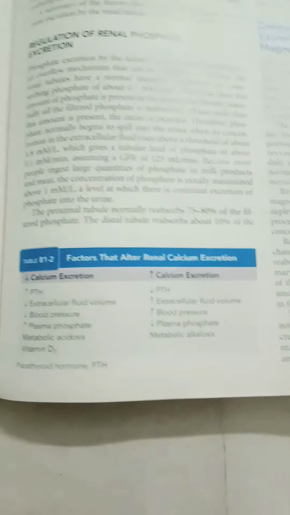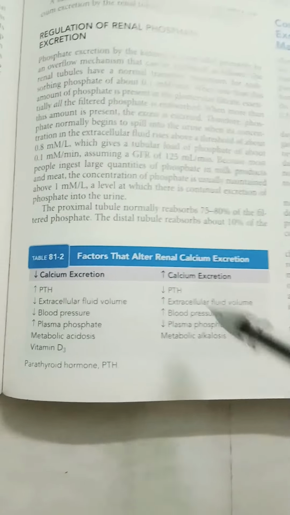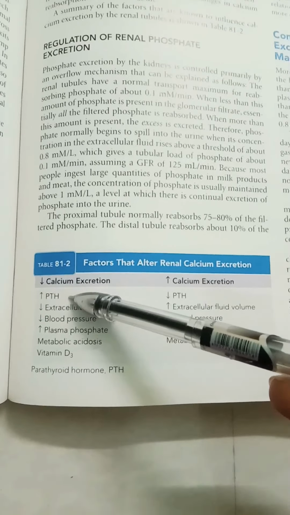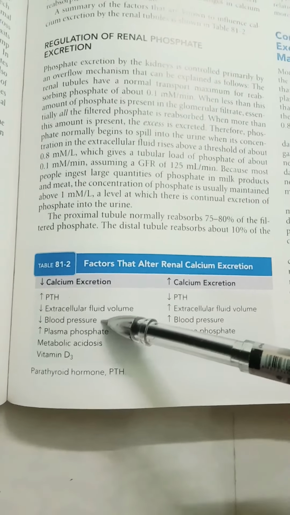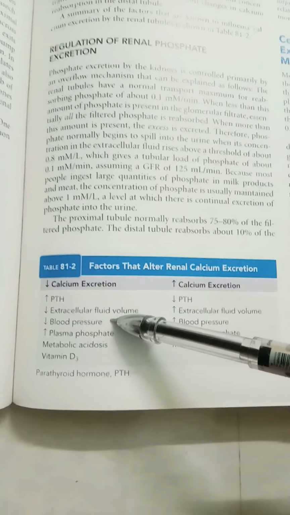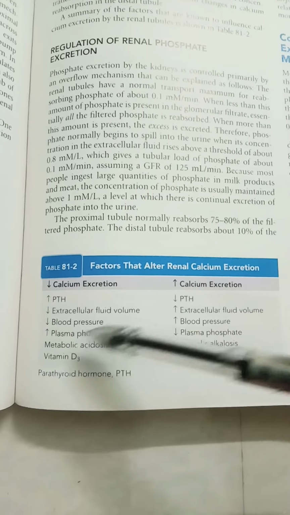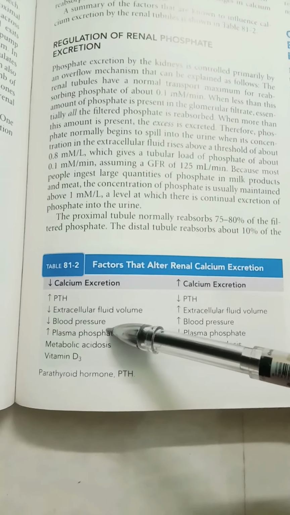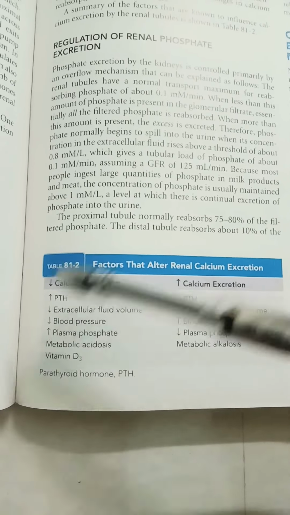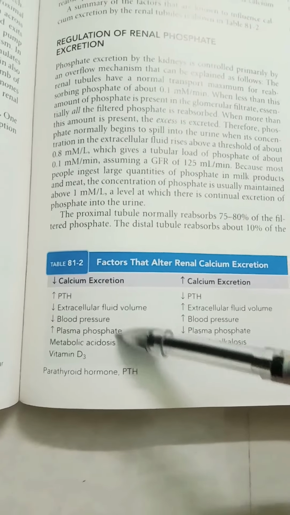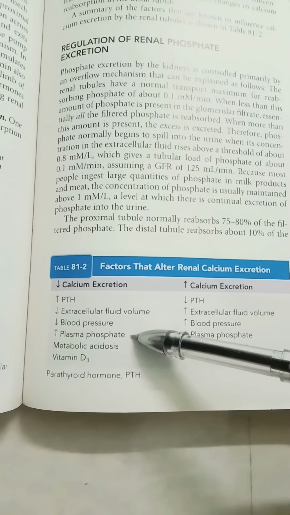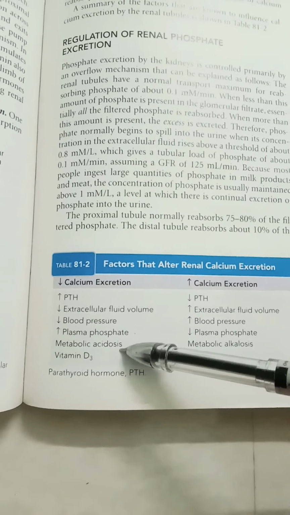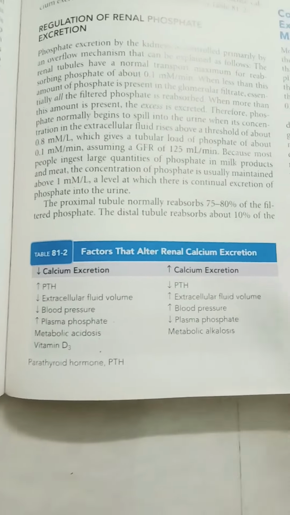So here you can see the factors which alter the renal calcium excretion. Those which decrease calcium excretion are higher PTH, and a decrease in extracellular fluid volume. Low blood pressure also decreases calcium excretion. As I said, as sodium and all those ions are absorbed, even calcium gets absorbed with it. Higher plasma phosphate also decreases calcium excretion, as do metabolic acidosis, vitamin D3 and parathyroid hormone, of course.